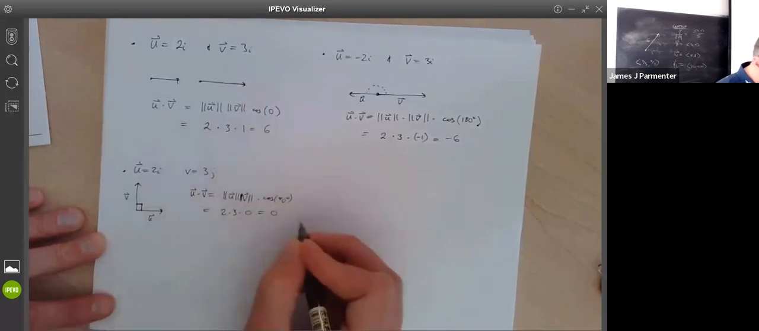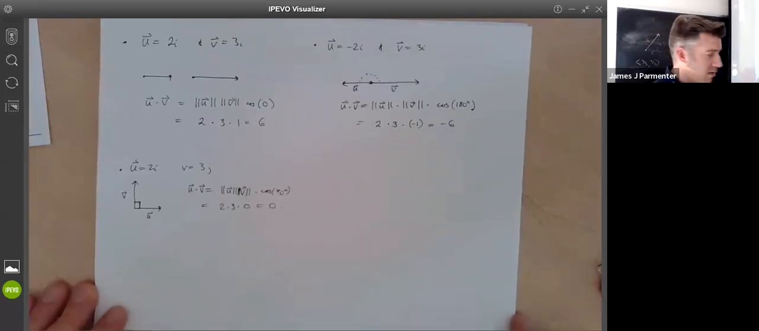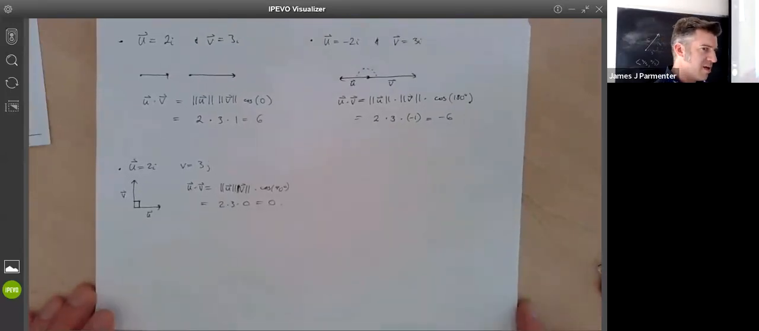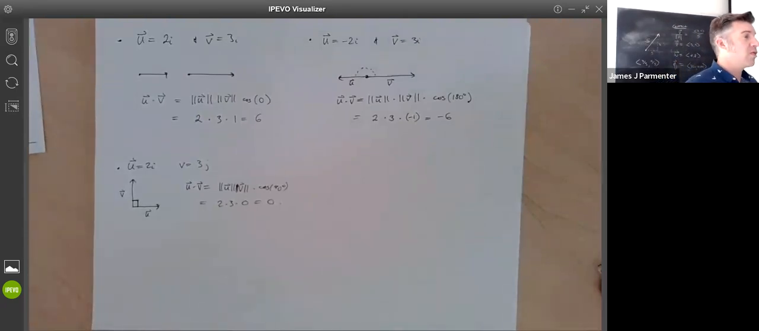Oh, that's 0. So later on, someone might ask you, how can you tell if these two vectors are perpendicular to each other? And the answer is going to be, is their dot product 0? If the dot product is 0, the vectors have to be perpendicular, or orthogonal is another word we use. And if the vectors are orthogonal, their dot product has to be equal to 0.